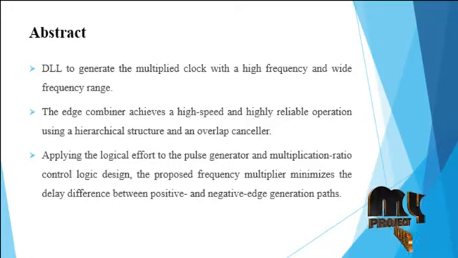The DLL provides the phase alignment between the input clock and the output clock from the final stage of the voltage controlled delay line. The proposed DLL based clock generator consists of two main parts. One is an edge triggered phase detector and the other is a frequency multiplier. The frequency multiplier consists of a pulse generator, multiplication ratio control logic and a high speed, highly reliable edge combiner.